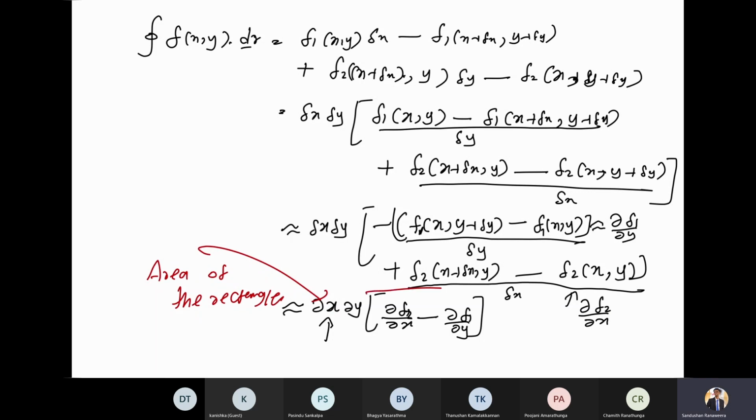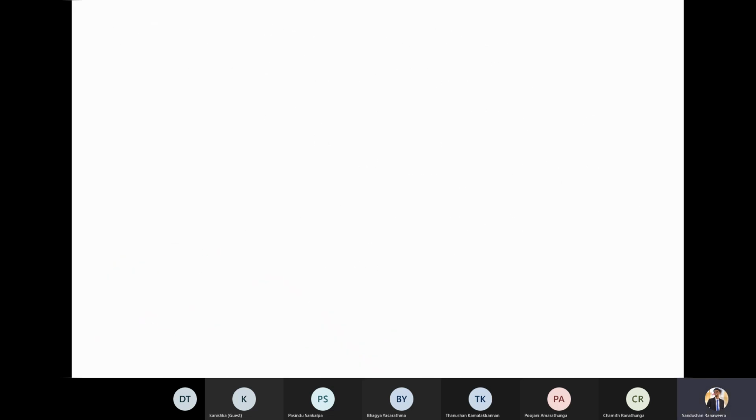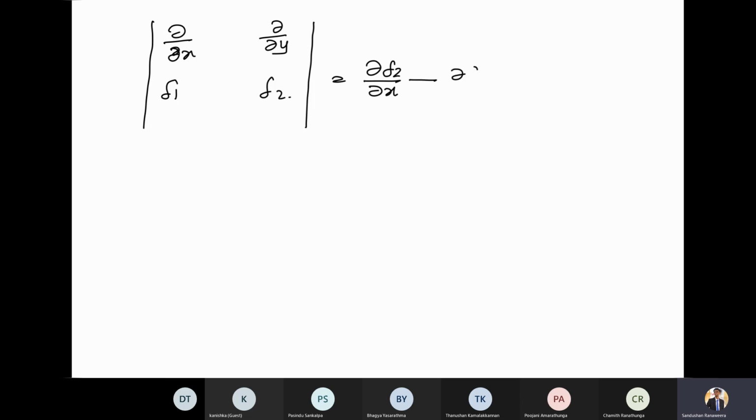Okay, so what does this thing mean? Now, let's say I say something like this. I take the determinant of this matrix, ∂/∂x, ∂/∂y. I just treat them as elements of a matrix, and I put f1 and f2. If I take the determinant, I get this thing as ∂f2/∂x minus ∂f1/∂y.